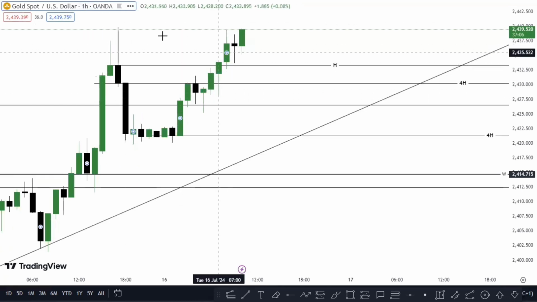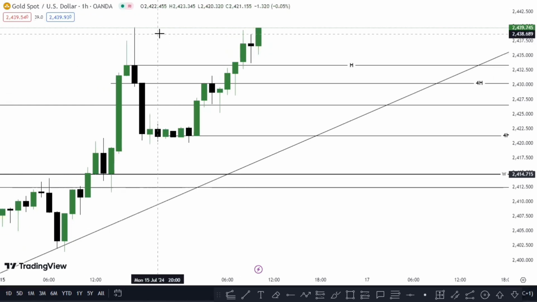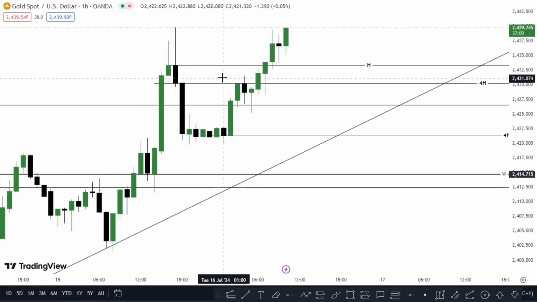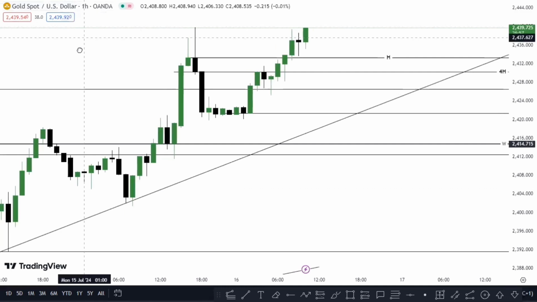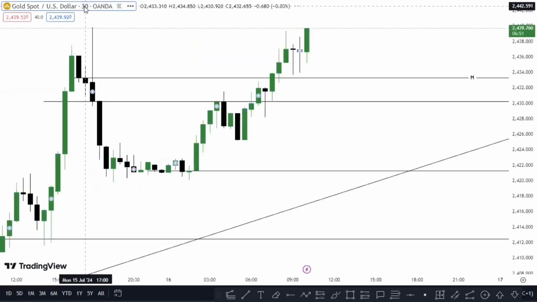Now price keeps taking out highs, so we are looking for more buys in this market actually. But I would have had an early entry, assuming I was on the chart earlier. Let's check the 30 minutes first of all. What's happening on the 30 minutes?